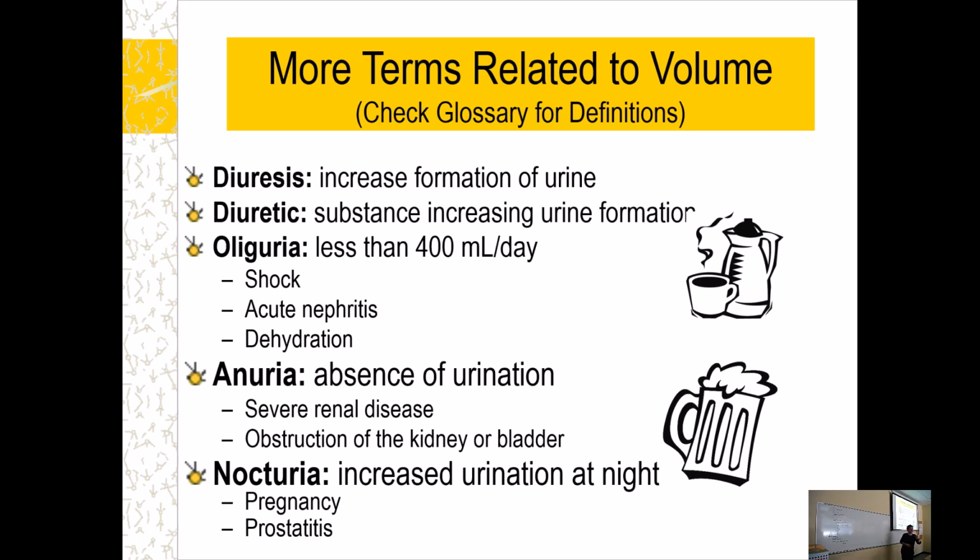Dehydration. Remember yesterday I talked about those iron people? Those iron people are oliguric, right? When they finish the race, they're getting fluids because they are so dehydrated. They're not urinating for that entire stretch.